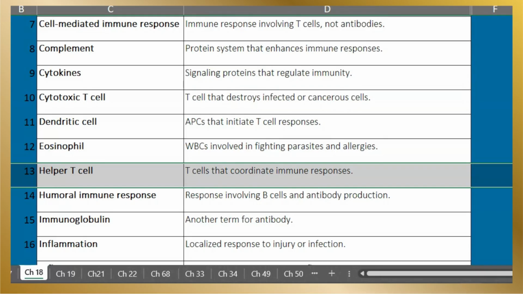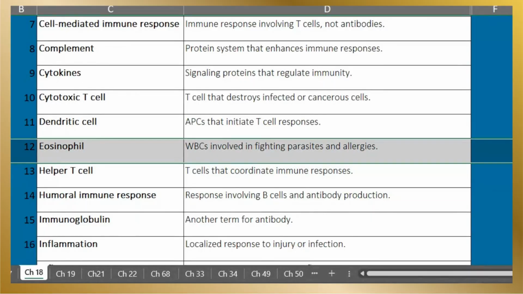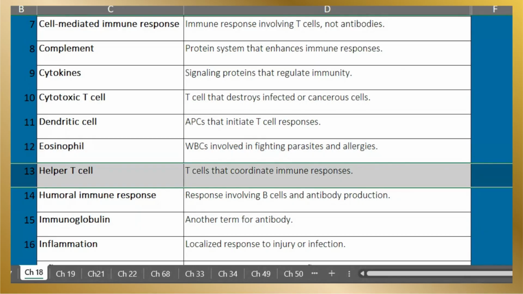T cells that coordinate immune responses. Here with the white blood cells, think about elevated in asthma or parasitic infection. And with the helper T cell, it's to stimulate the B cells to produce antibodies.